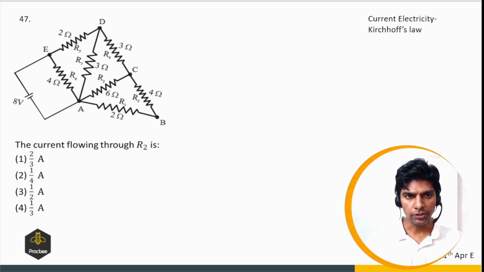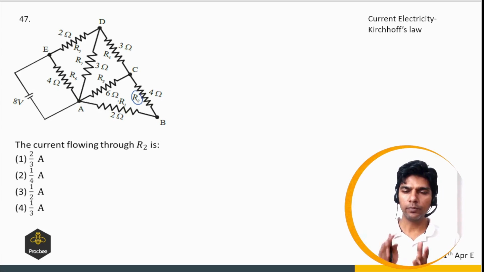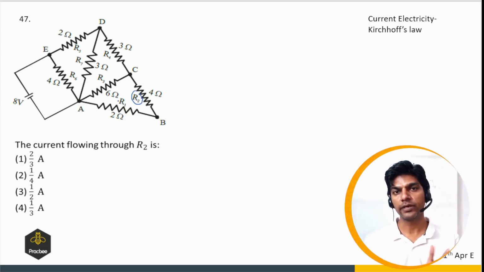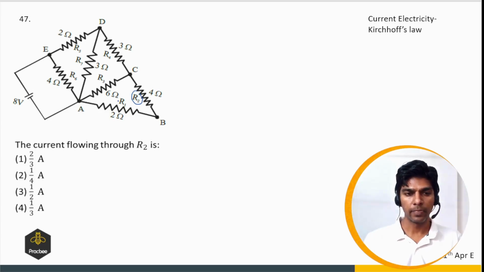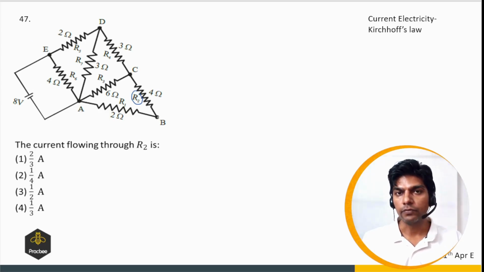Now let us see this question. So we have to find the current flowing through R2. Now this is R2. Again, since we want to find the current in a particular branch, first of all, we have to find the current supplied by the battery. So for that, we have to find the equivalent resistance of this circuit. So let us do that.